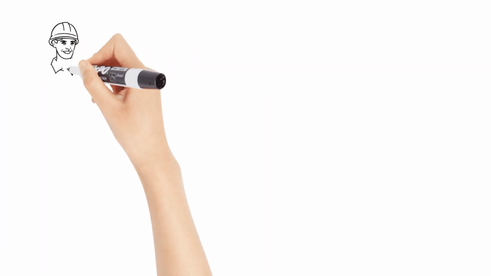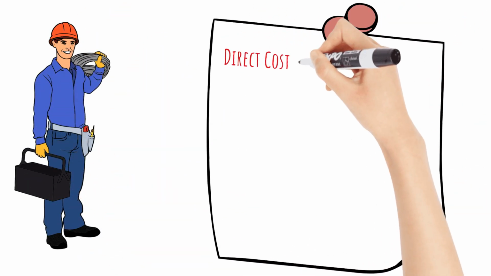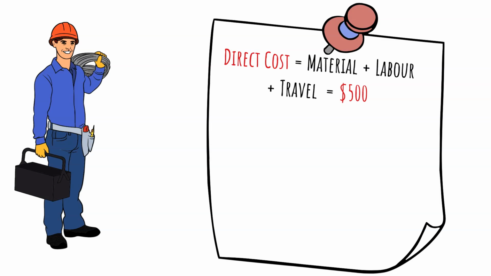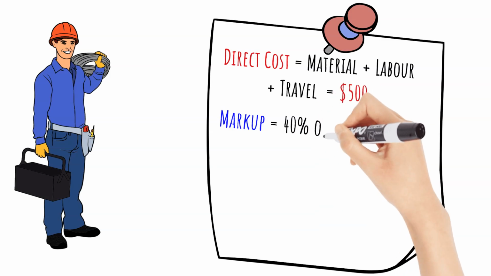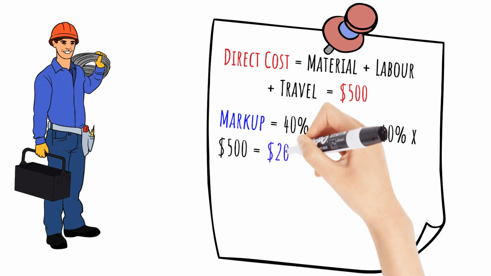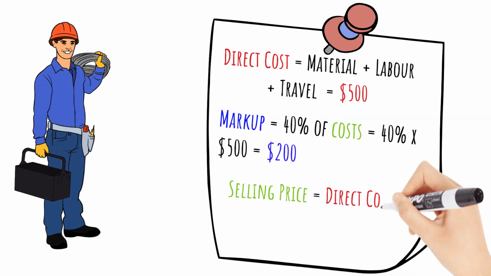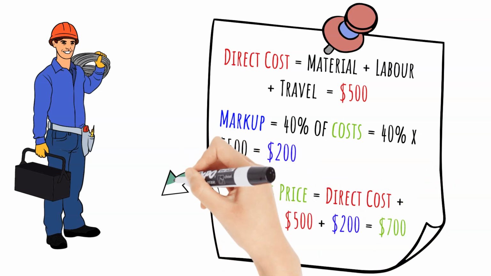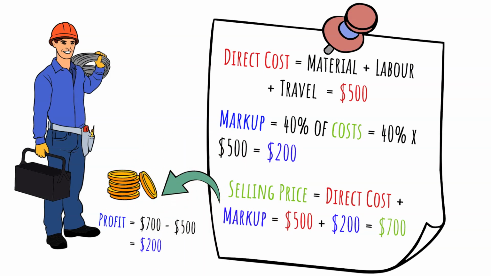Why does this matter? Let's walk through an example. Imagine you're an electrician, and the cost of materials, labor, and travel for a job is $500. You decide to apply a 40% markup to cover your overheads and make a profit. Here's how the math works out. Cost of job, $500. Markup, 40% of $500, so that is $200. Selling price is equal to cost plus markup. That is, $500 plus $200 equals $700. So, you charge the customer $700, and you make $200 in profit on the job.